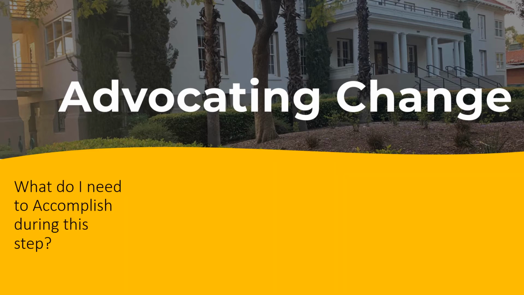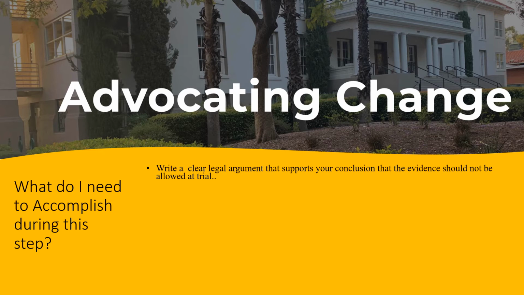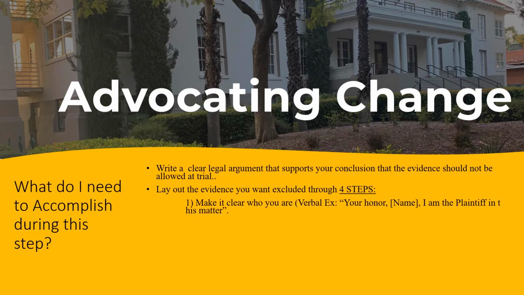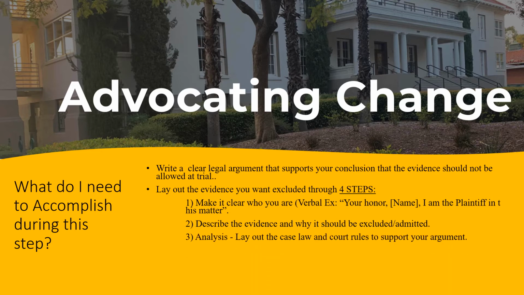What do I need to accomplish during this step? During this step, you should write a clear legal argument that supports your conclusion that the evidence should not be allowed at trial. Lay out the evidence you want excluded through 4 steps. Number 1, make it clear who you are. For a verbal example, you can say, "Your Honor, my name is Jane Smith. I am the plaintiff in this matter."